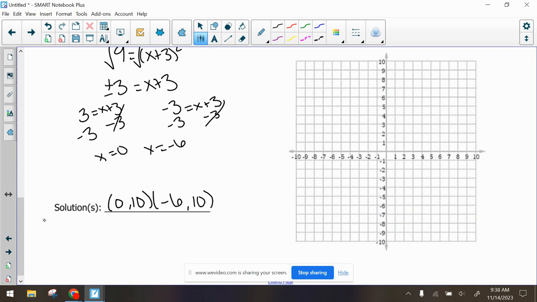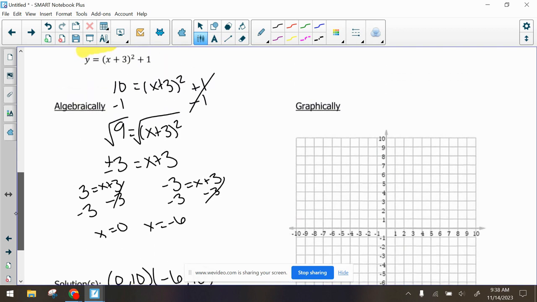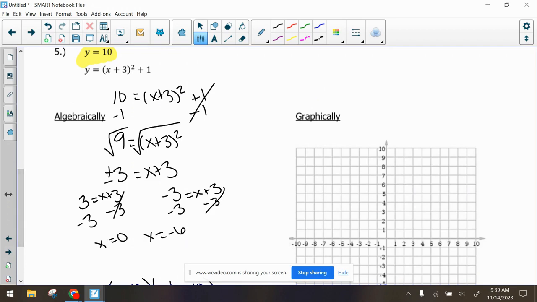And now when I go back to graph it, I should get solutions at exactly those 2 points. So I'm going to start by graphing y equals 10. That is a horizontal line all through 10. So I'll go ahead and graph that, add my arrows onto the end. And now I'm going to move on to the quadratic. So we've got (x plus 3) squared plus 1. This is a quadratic in vertex form. So I'm going to create my table.